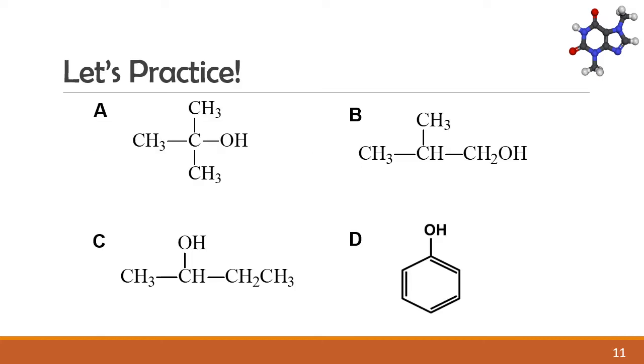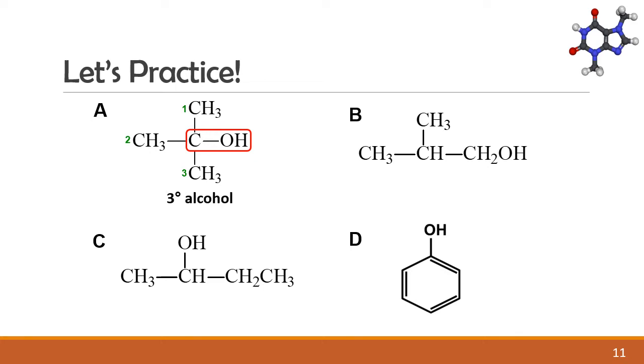Let's practice classifying alcohols according to the main types, starting with this alcohol in A. First, we need to identify the carbon atom that is bonded to the hydroxyl group. In this compound, this is that carbon. Then we count how many other carbon atoms are attached to this carbon. Here we can see that there are three carbons attached to it. So this compound is a tertiary alcohol.